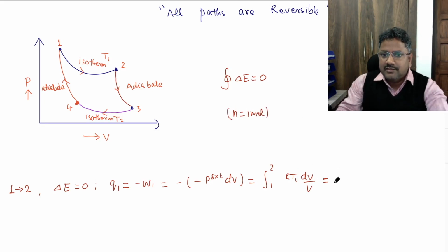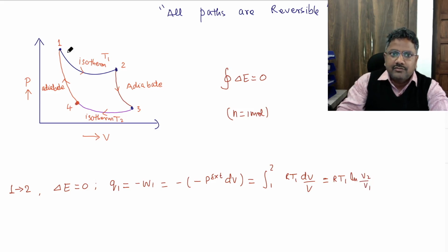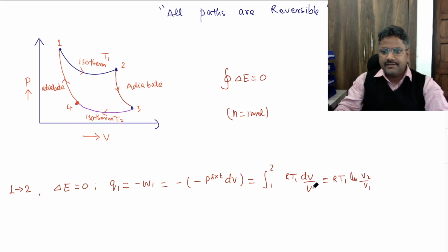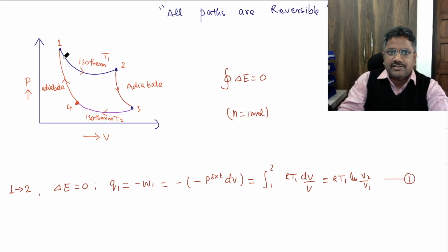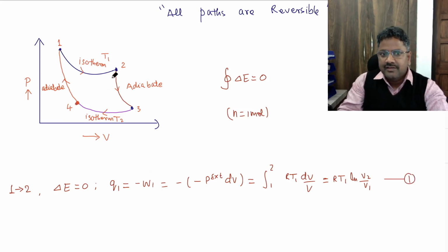So this is equal to RT1 ln V2 by V1. This is V2 and this is V1, right? So this is the heat and work change, heat and work involved in going from 1 to 2.